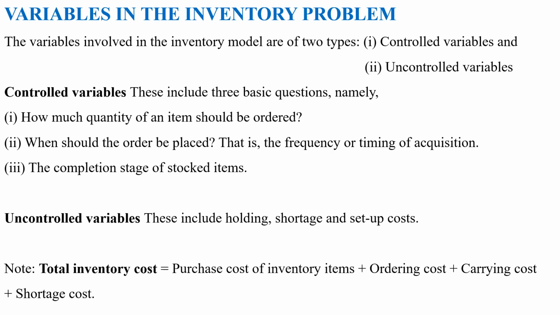Next, the second type is the uncontrolled variables. This includes the holding cost, shortage cost, and the setup cost. So these are all uncontrollable variables. Total inventory cost is the summation of all four costs. That is, the total inventory cost equals the purchase cost of inventory items plus ordering cost plus carrying cost plus shortage cost.